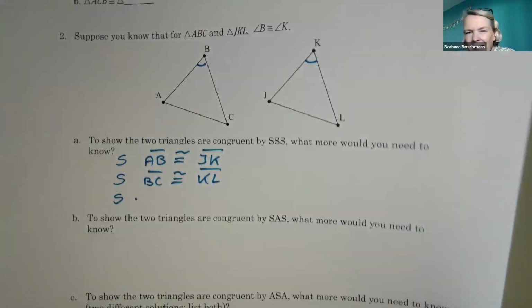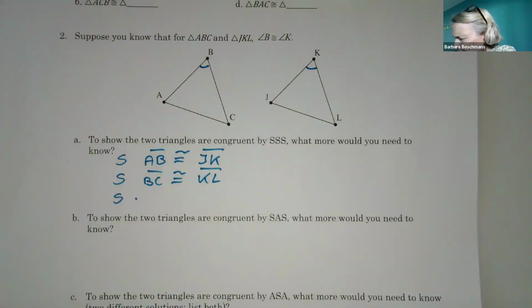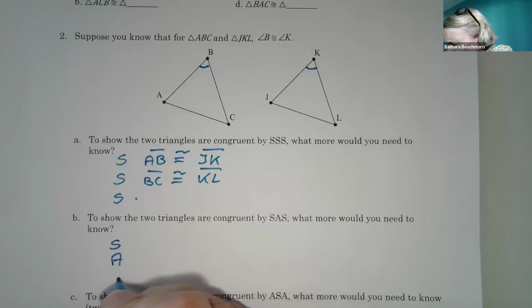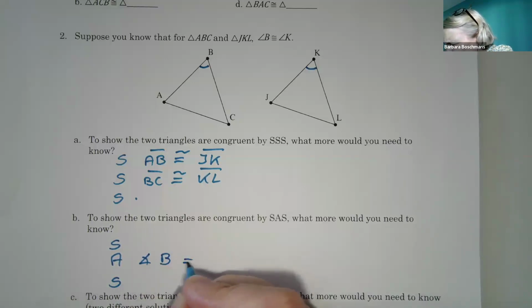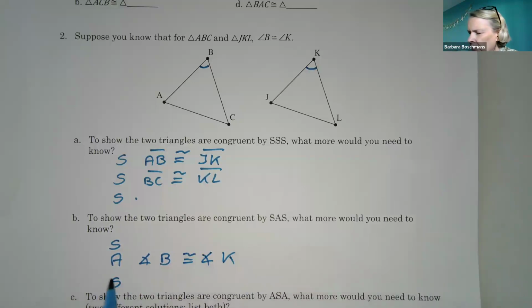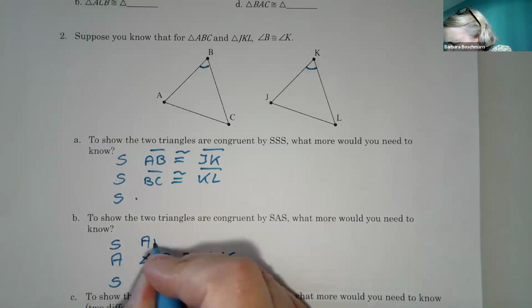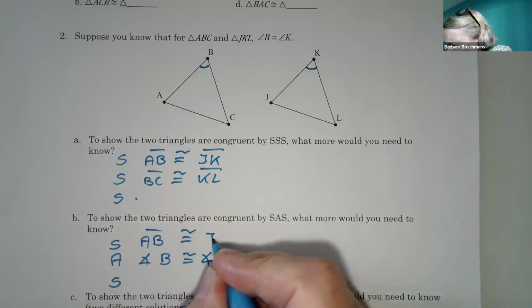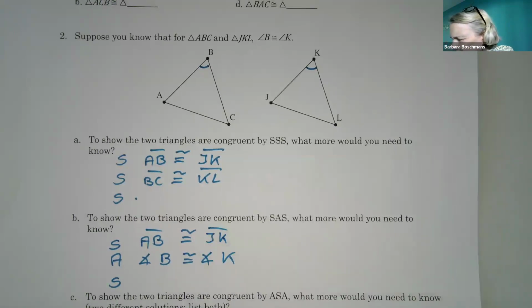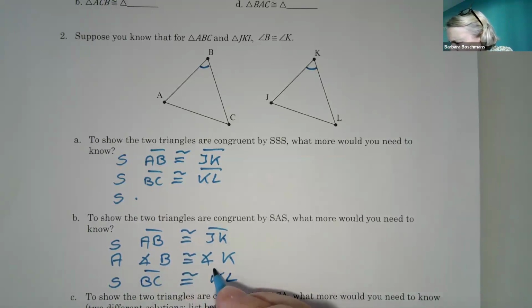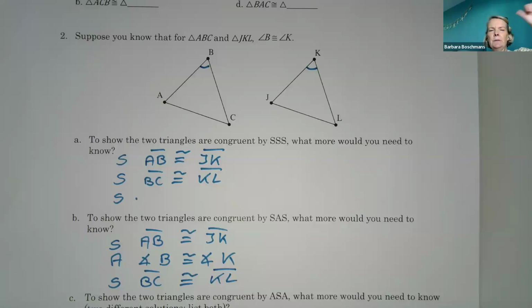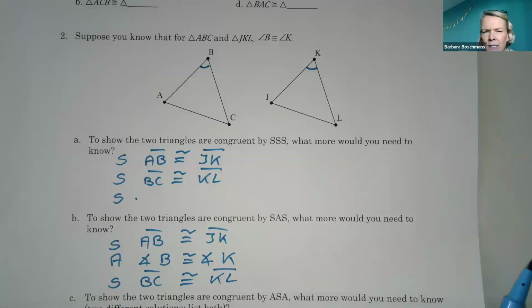To show the triangles are congruent by side, angle, side, what more would you need to know? I already know that angle B is congruent to angle K. The angle has to be included between the two sides. So that means I also need to know that AB is congruent to JK and BC is congruent to KL. That would have B in between the two sides, AB and BC, and K between the two sides, JK and KL.